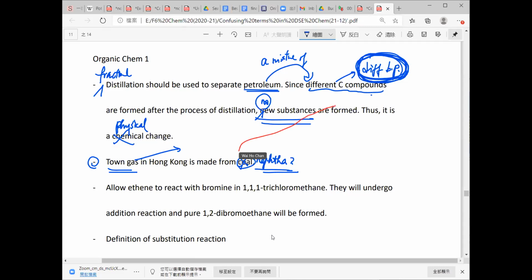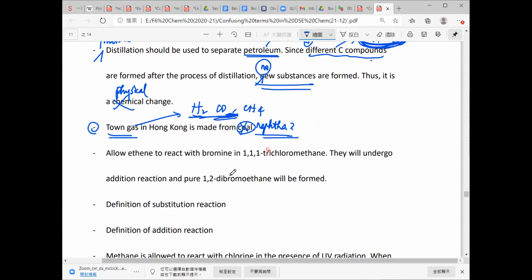So, methane. It's not just methane. There's also CO and hydrogen. Those two are the major composition of town gas nowadays. But in the past, it was mainly from coal. We call it coal gas. It's made by destructive distillation of coal, which means I heat the coal strongly in the absence of air.